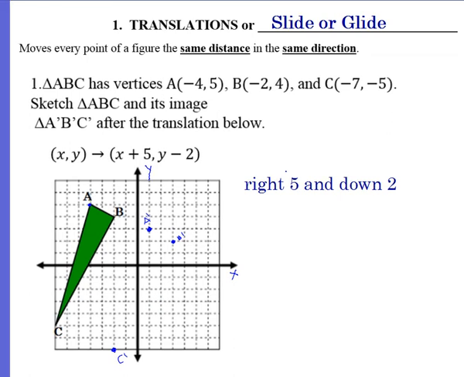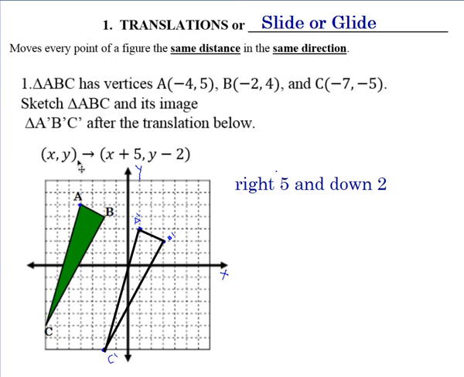Then we can connect those dots, and we would do something like this, and just connect. So that's what a translation looks like. We shifted, we slid this from here to here.